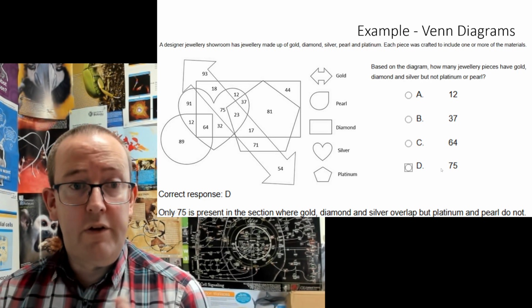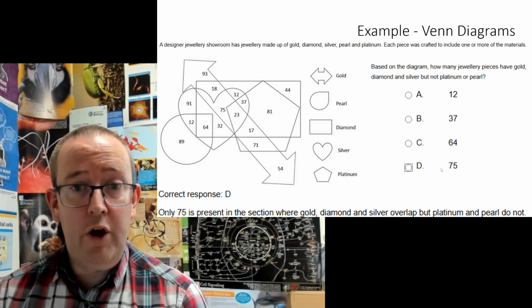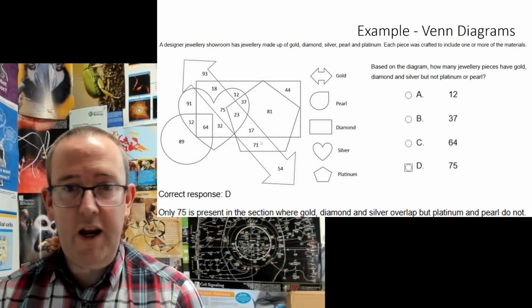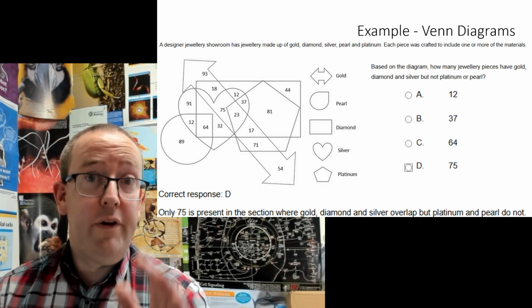Okay, so 75 is the section where gold, diamond, and silver overlap, but platinum and pearl do not. Okay, looks intimidating to start with, but dead easy.